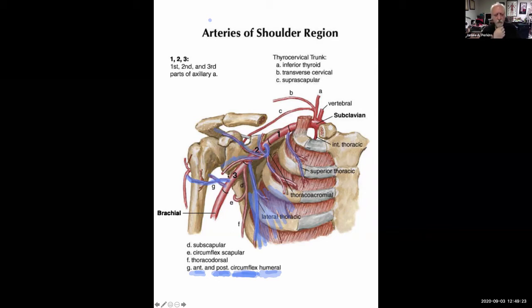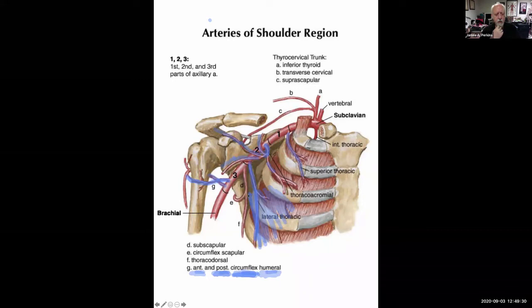All right, so those are the first 2 arteries or branches off the third part, anterior and posterior circumflex humerals. The final branch off of the third part is identified by the letter D here. This is the subscapular artery. And this is by far the largest branch of the axillary artery, or at least it's typically the largest branch of the axillary. And it's called subscapular, maybe for obvious reasons, because it's lying deep to the scapula or on the deep surface of the scapula.